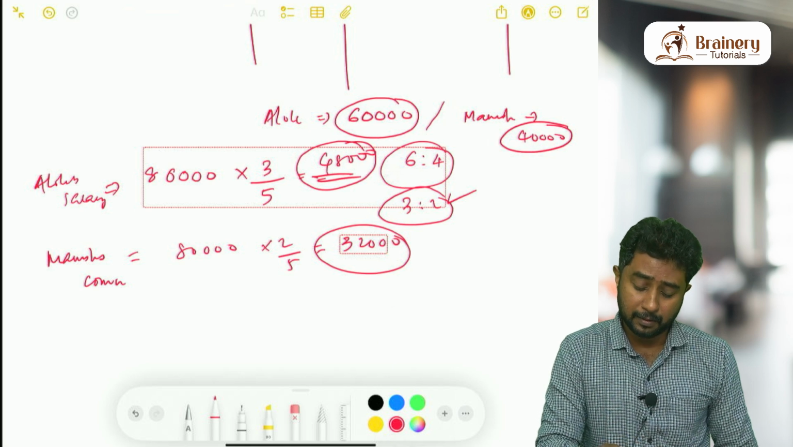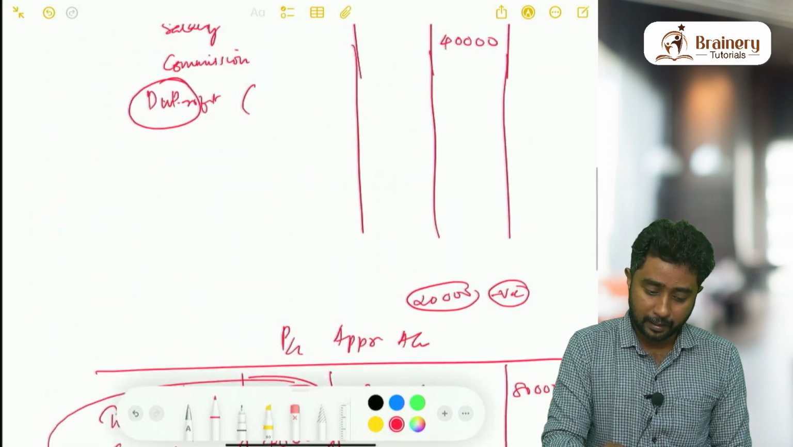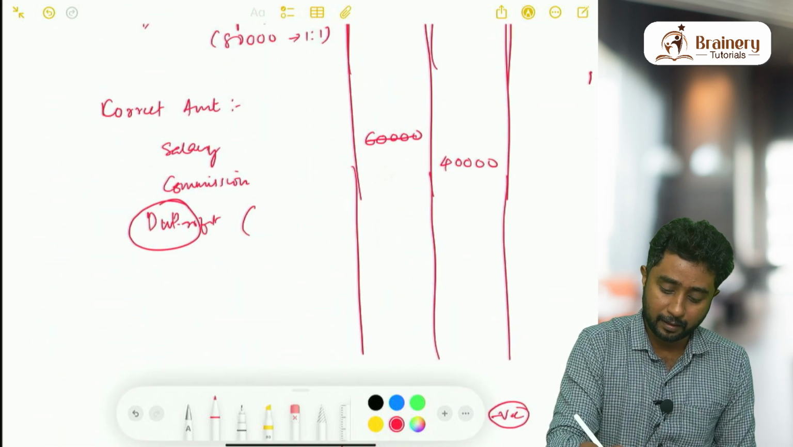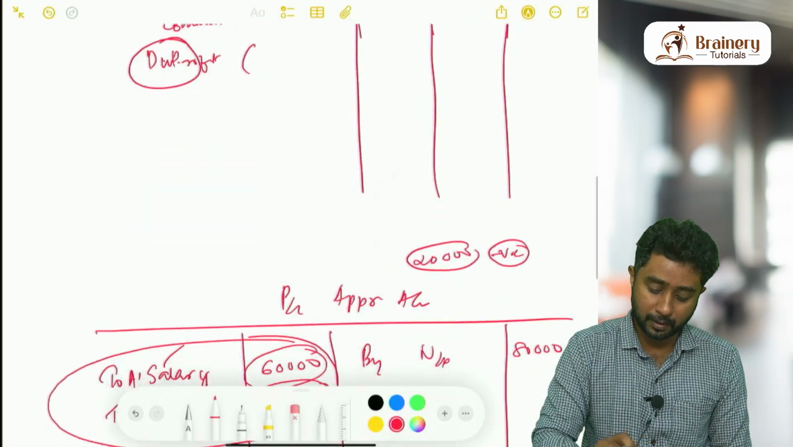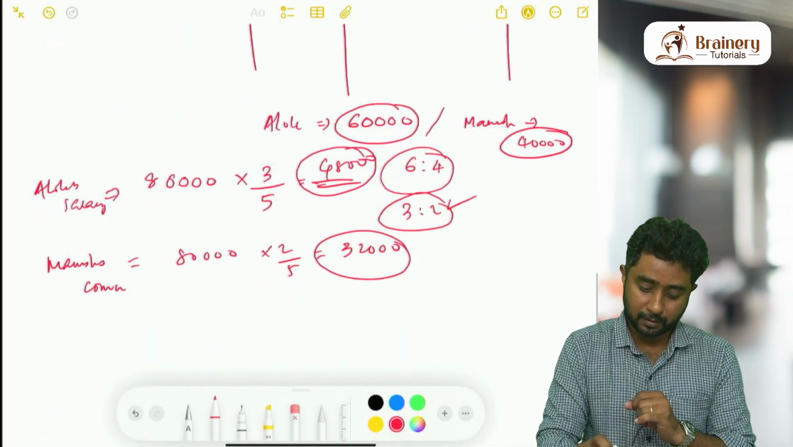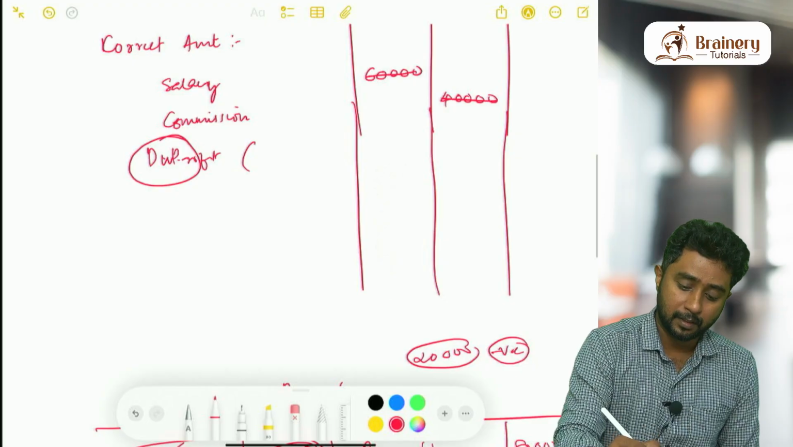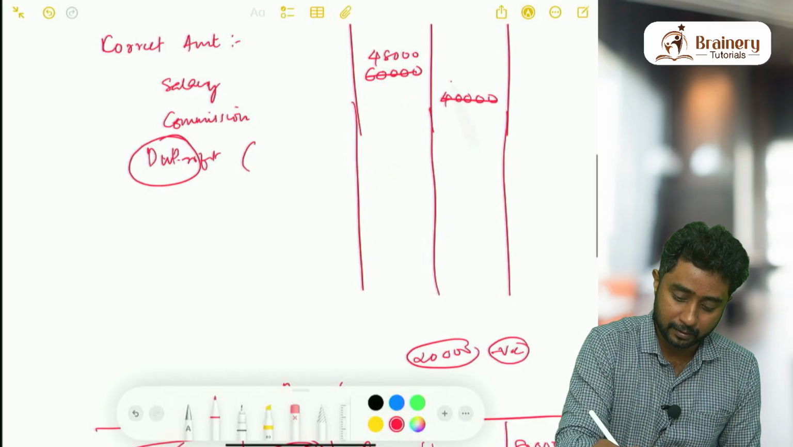So these are the values that we have to pay. That means when you are writing the amounts here, correct salary and correct commission, the amounts you are supposed to write are only these, 48,000 and 32,000. Now you know the reason why we are writing like this.